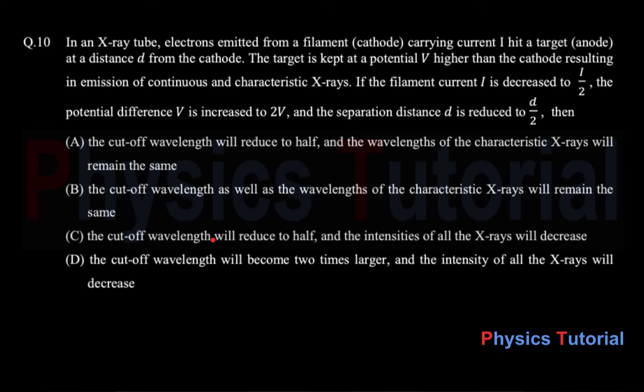And C, if you check the C option, the cutoff voltage will reduce to half with the intensities of the X-ray decreasing. So let's see about this one. D option, the cutoff wavelength will become 2 times larger and the intensity of all the X-rays will decrease. Let's present the solution.